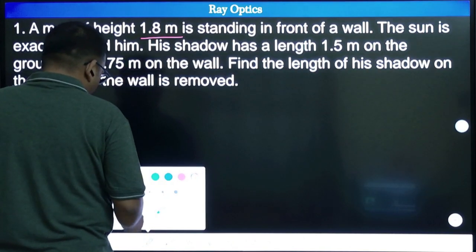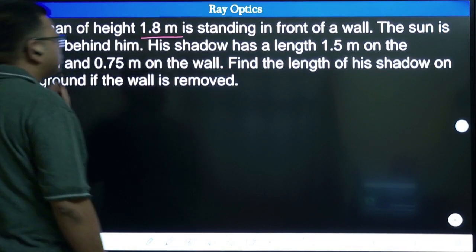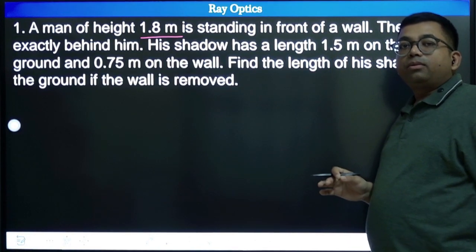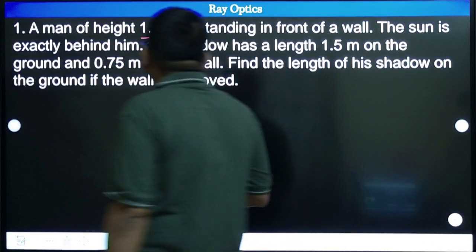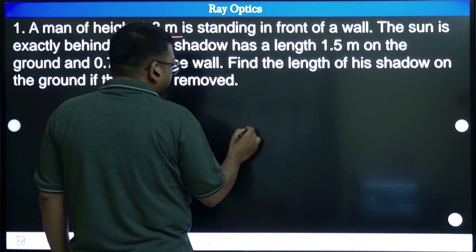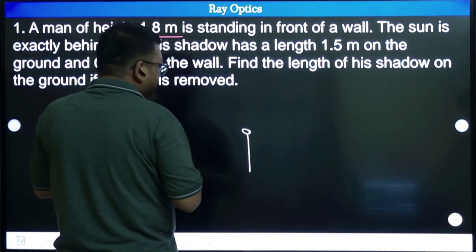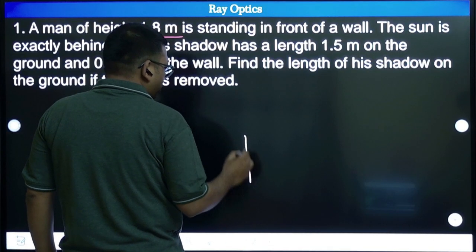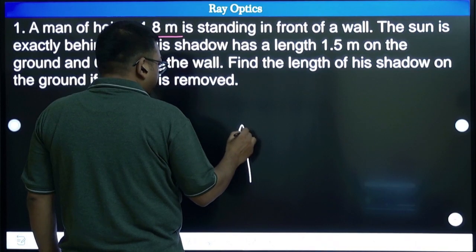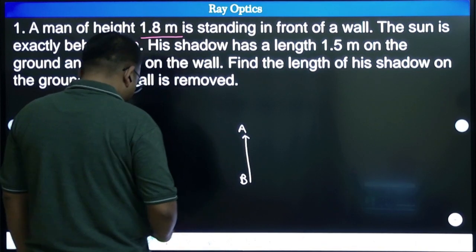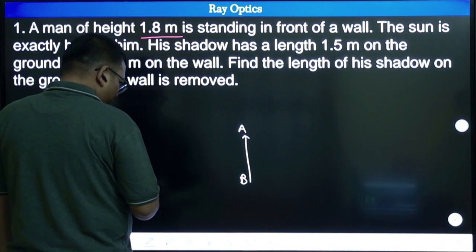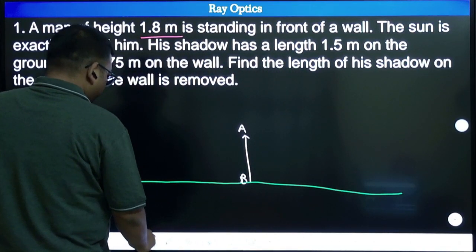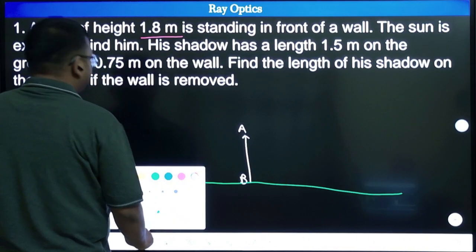Okay, let us try to understand the question. So the sun is exactly behind him. What does that mean? Let us try to draw. So suppose that there is a person. Let us represent the person by just a straight line, AB. This AB represents a man, and I will draw the horizontal line. So this is ground, and there is a wall also. Wall also I need to draw.